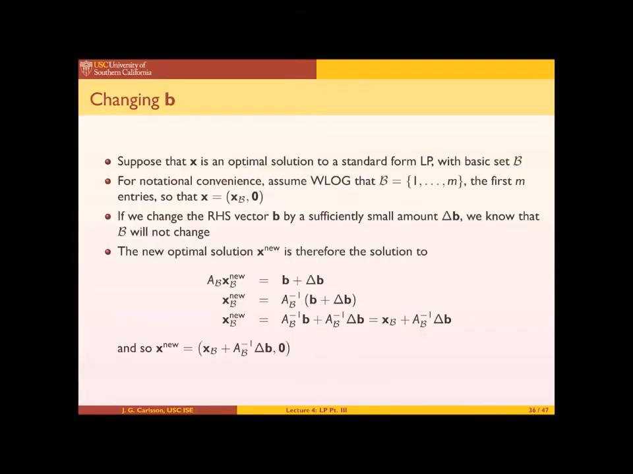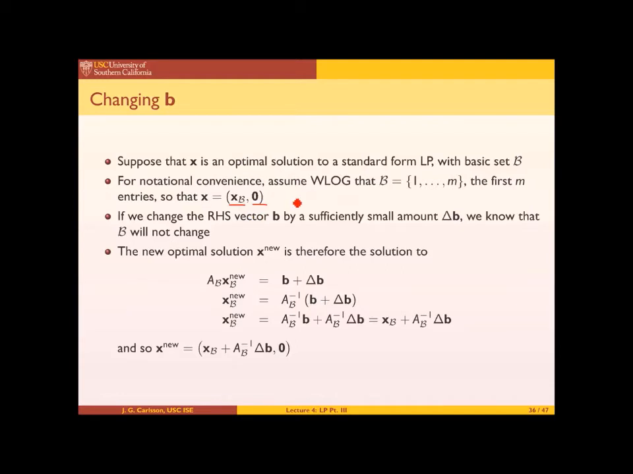Say we've got a standard form linear program. x is the optimal solution. The basic set is capital B. Just to make the notation nice, let's assume that the basic set is just the first m entries. m is the number of rows, the number of constraints. So B is just 1 through m as opposed to something arbitrary, which makes notation a little convenient. That means x is just a bunch of basic variables and then 0 after that. The remaining n minus m values would be 0.